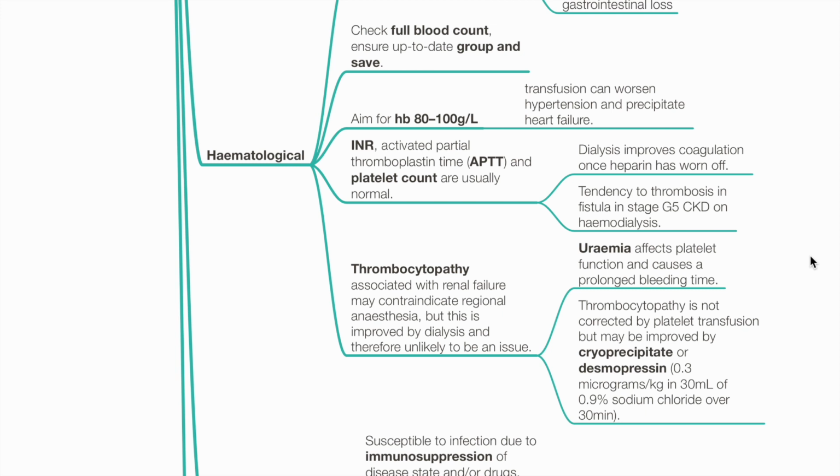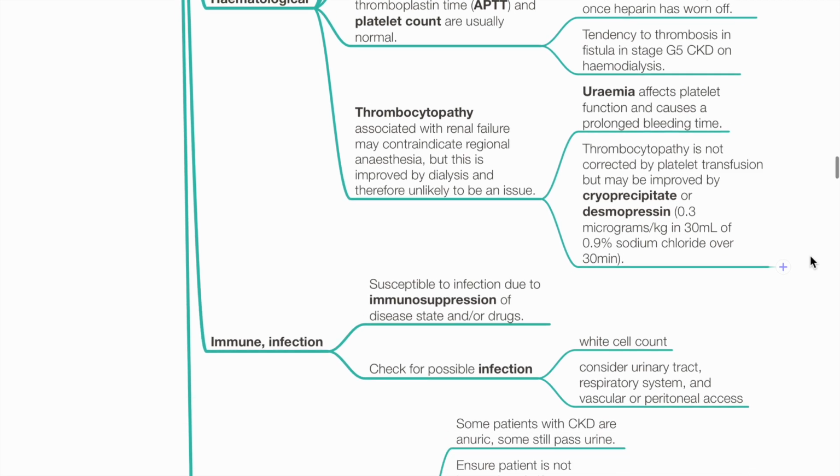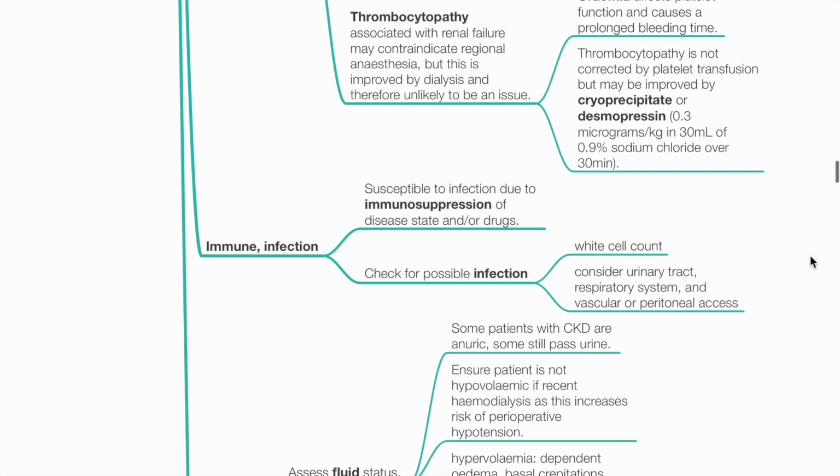Uremia affects platelet function and causes prolonged bleeding time. Thrombocytopathy is not corrected by platelet transfusion, but may be improved by cryoprecipitate or desmopressin. Immunity. These patients are susceptible to infection due to immunosuppression of disease state and/or drugs. Check for possible infection.